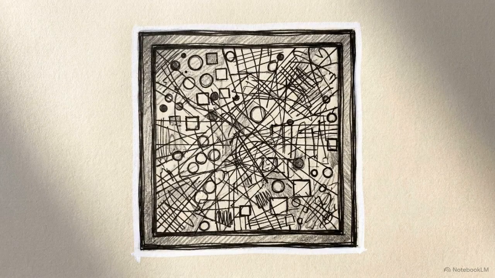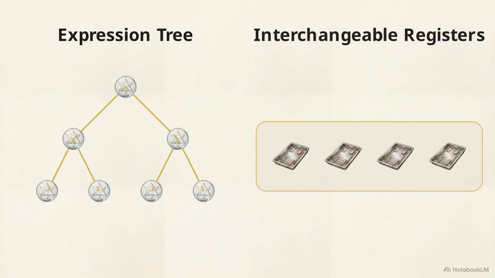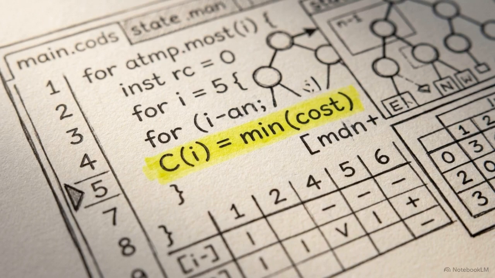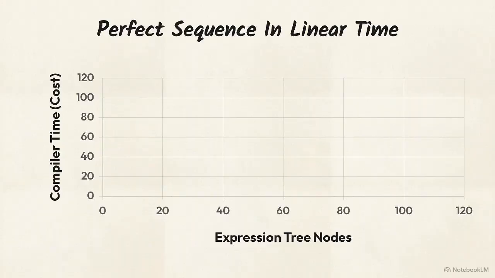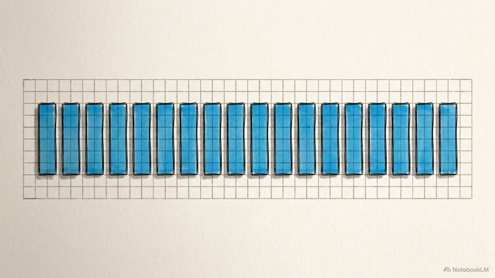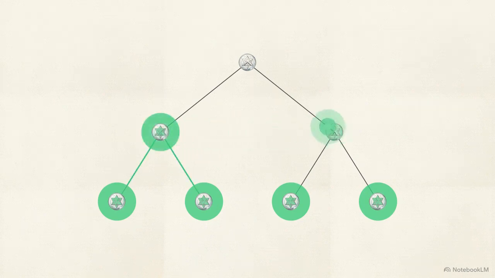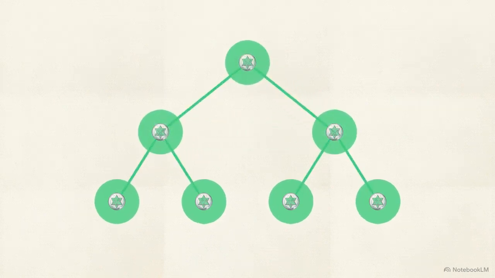To make this problem solvable, we have to impose strict boundaries on the input. We restrict our data structure to expression trees and assume a target architecture where all registers are completely interchangeable. Under these exact conditions, we can apply a dynamic programming algorithm. This allows the compiler to find the mathematically perfect instruction sequence in strictly linear time, relying on a behavioral property called contiguous evaluation. By constraining the architecture and data structure, the compiler replaces an NP-hard search with a linear time traversal that evaluates each node exactly once.